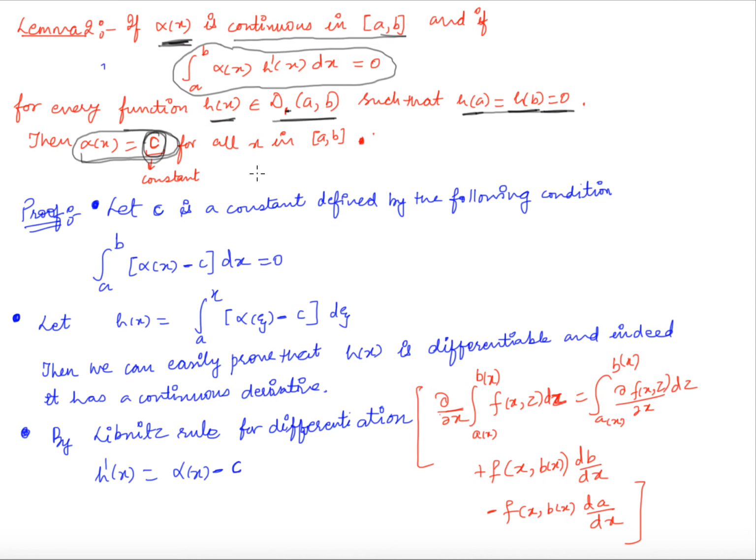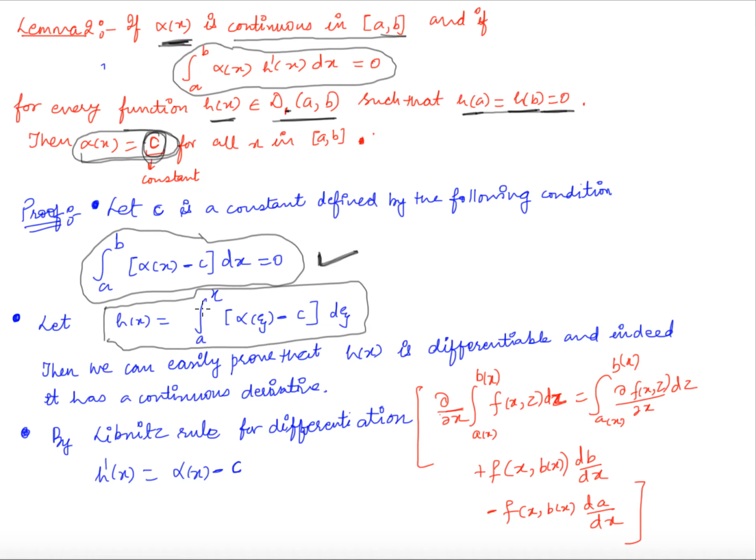In the last lemma we constructed an hx which was continuous and 0 at the boundaries. Now we need to construct an hx which is in the space D1ab, meaning it has a continuous first order derivative, and which satisfies these boundary conditions. So let us construct one such hx. I am constructing it like this: hx is the integral of alpha zeta minus c d zeta from a to x. Zeta is a dummy variable, you can put t also. The integral is not from a to b but from a to x, so this will be a function of x.